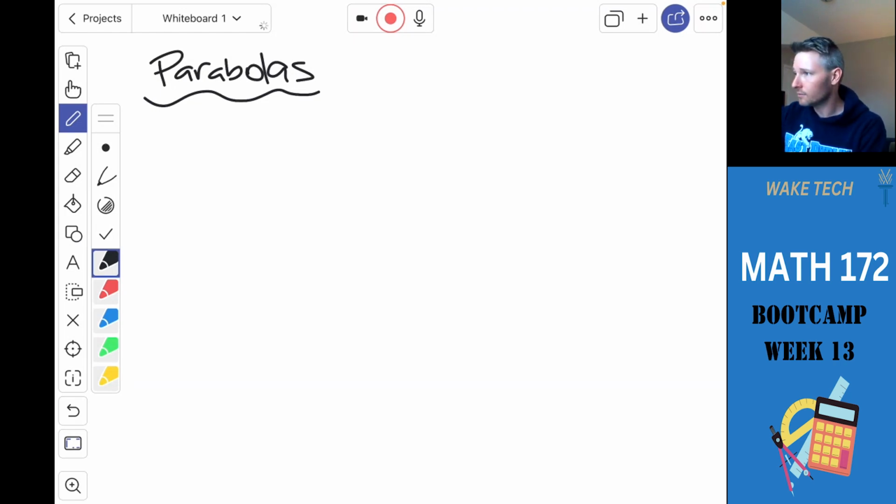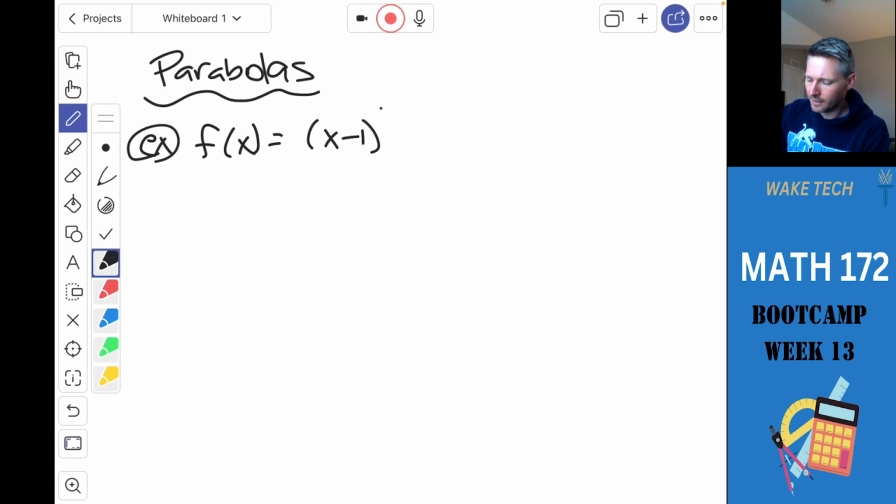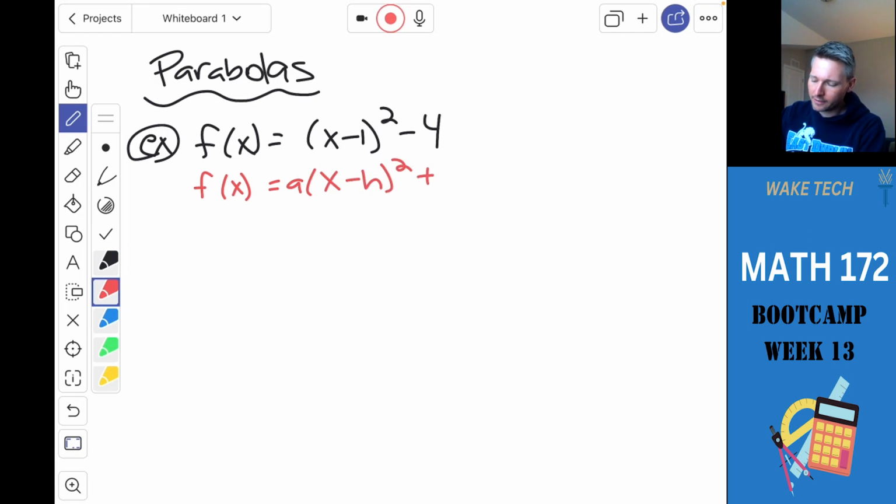So back in 171, you could have seen functions that look kind of like this. F of x equals x minus 1 squared minus 4. This is written in what's called vertex form. This is really similar to the format you'll be working with parabolas in this week in 172. But the standard form back then was a times x minus h squared plus k. Really, the only thing that came out of that from a characteristic perspective was that we could identify the vertex by using the ordered pair h, k.